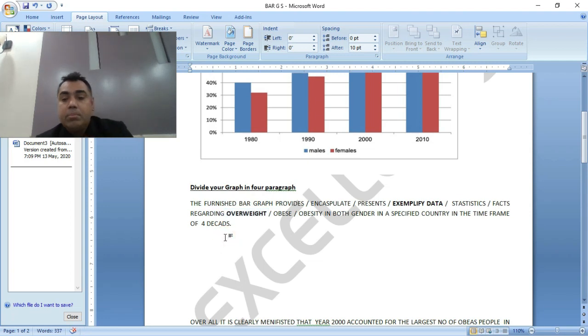Okay, so I will make my starting introduction like this. The furnished bar graph exemplifies data regarding the overweight people in both the genders in a specified country in the time frame of 4 decades. Okay, so as per your choice, you can use any of the vocabulary from this, or an ideal introduction can be: a furnished bar graph provides the statistics about the overweight people in both the genders in the given time frame of 4 decades or in the time frame of 1980 to 2010. That you can write down as an introduction.